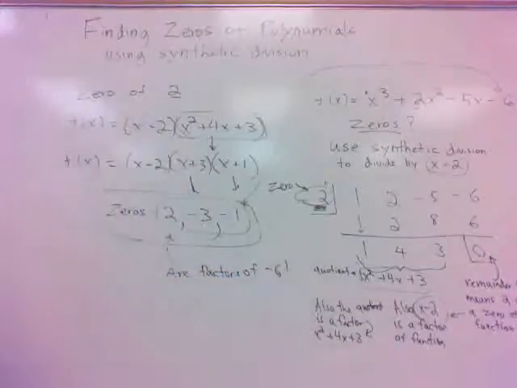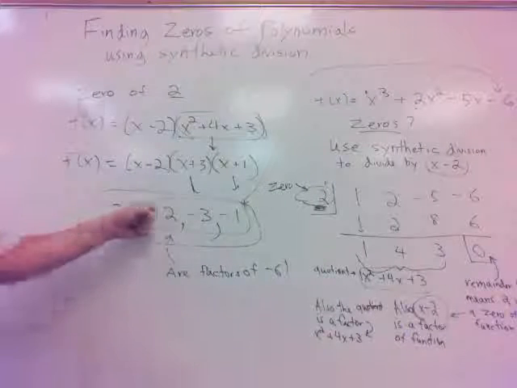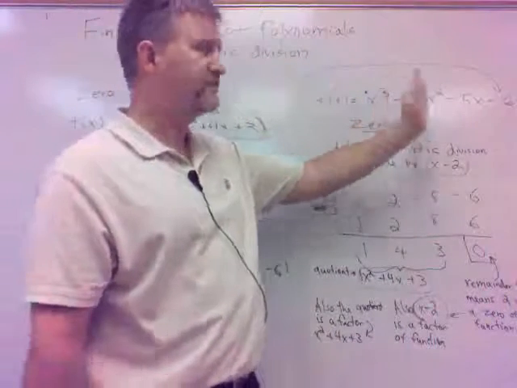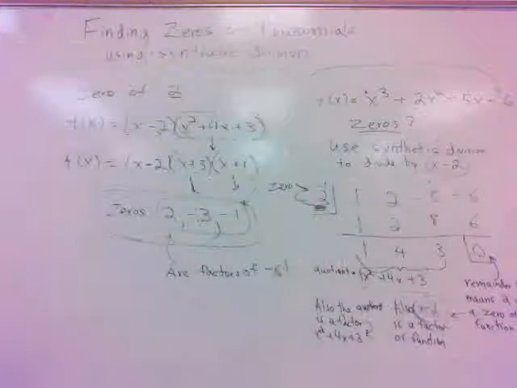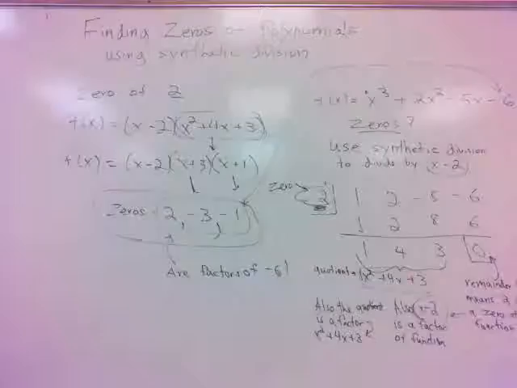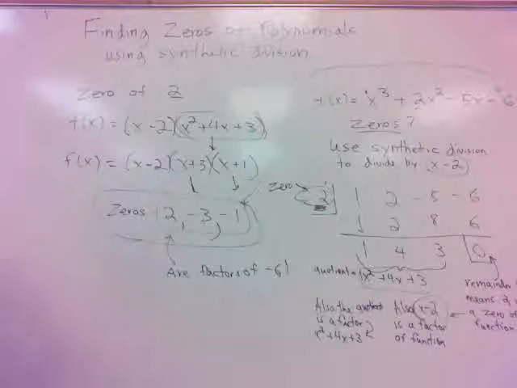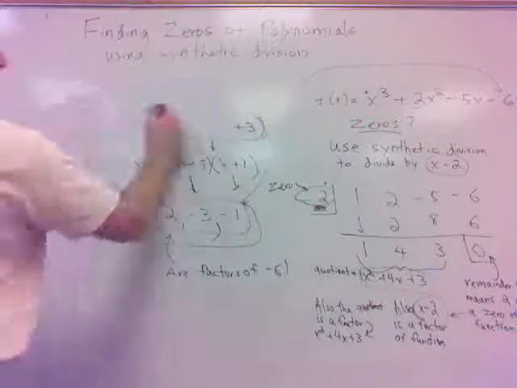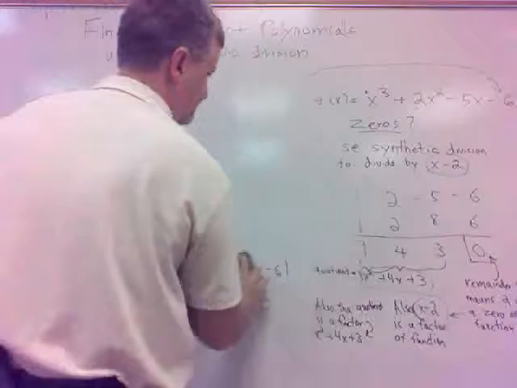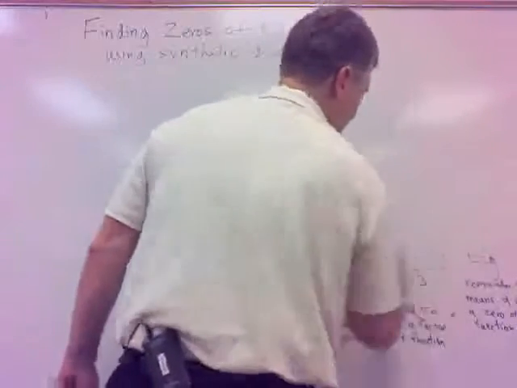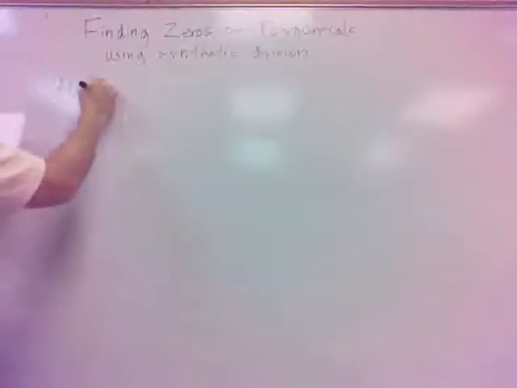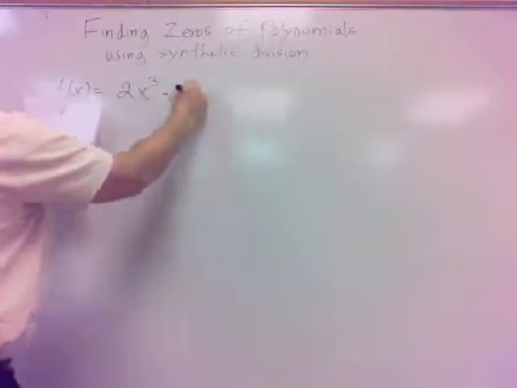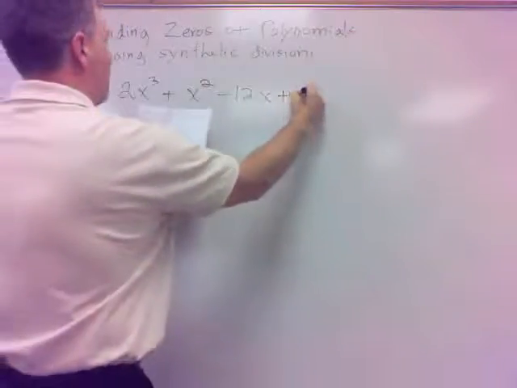And that's not by coincidence. That will always happen. If it's a zero of the function, and it's an integer, it turns out it will be a factor of the constant term. Now, why do I point that out? Well, let's just take a look at this. Let's say I've got another one, trying to find the zeros. F of x equals 2x cubed, plus x squared, minus 12x plus 9.